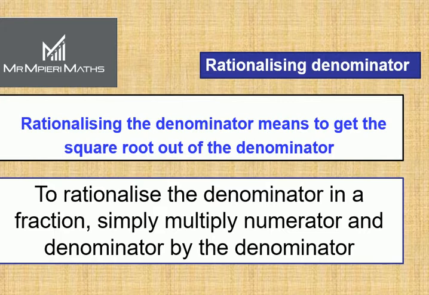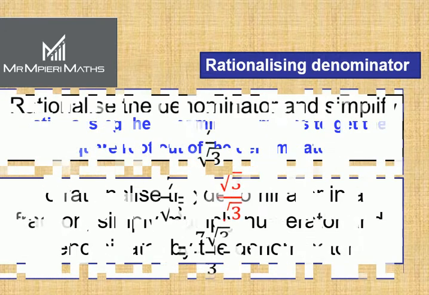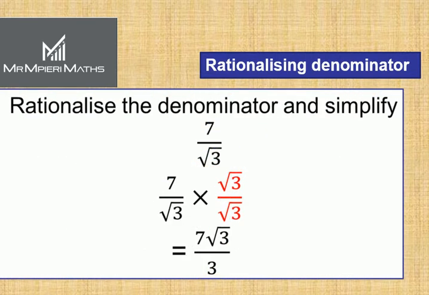To rationalize the denominator in a fraction, simply multiply the numerator and the denominator by the denominator. You multiply the numerator and the denominator by the denominator. So let's see how we can apply that. Here, rationalize the denominator and simplify if possible.